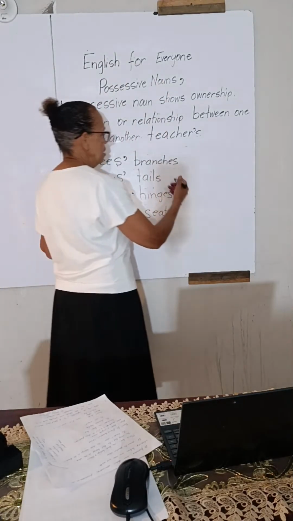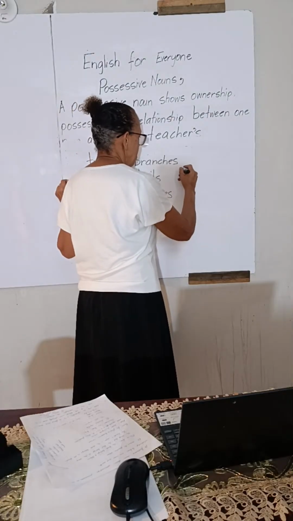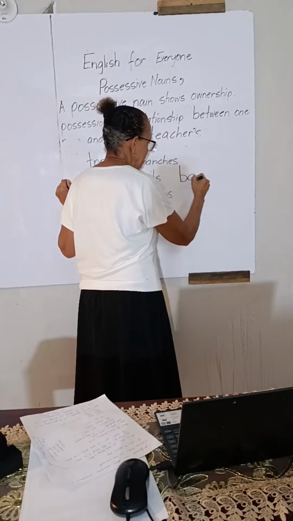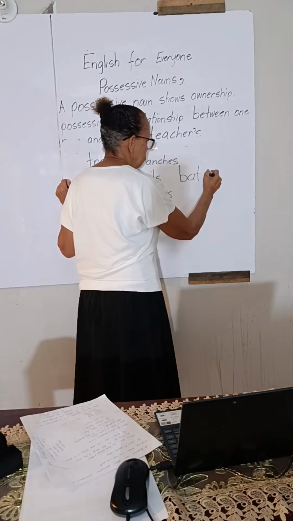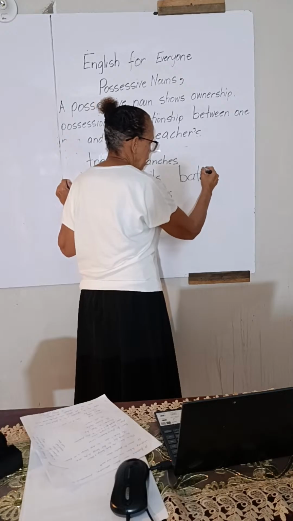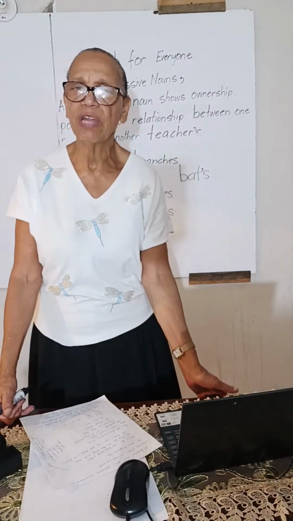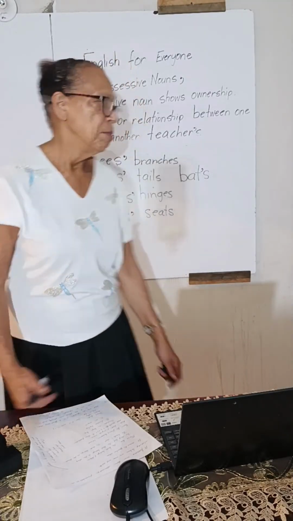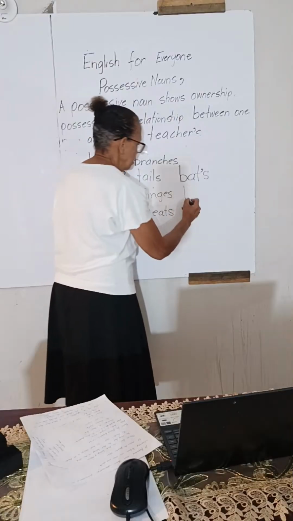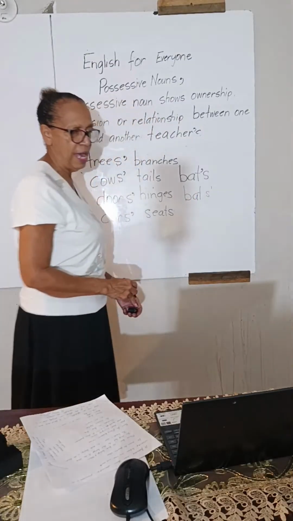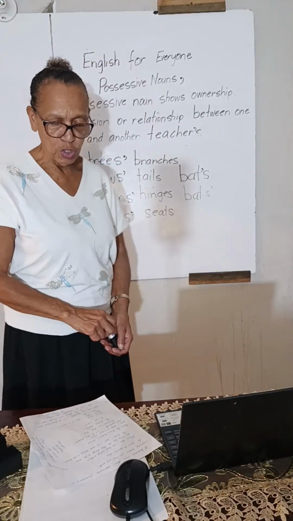So if I see the word bag's or bat's, and the apostrophe is on the inside like that, as I see that word, I know that it is singular. But if I see the word bats', I know that it is pluralized. More than one they are talking about.